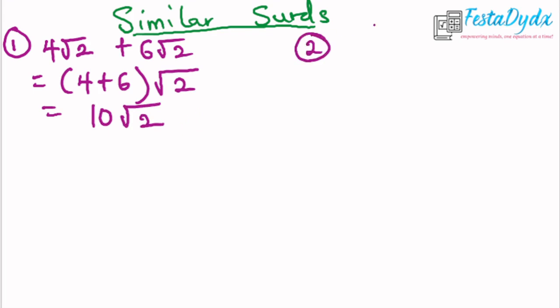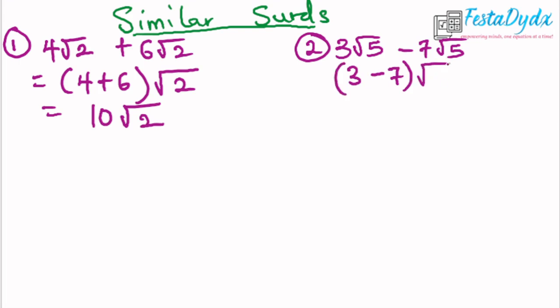For number 2, we'll have 3 root 5 minus 7 root 5. So under this number 2, we also have the same root, so it is a similar surd. Now we're going to bring the numbers together. So we'll have 3 minus 7 in a bracket, root 5. 3 minus 7 gives us minus 4 root 5. So this is the answer for number 2. So we are starting from the simplest to the complex.